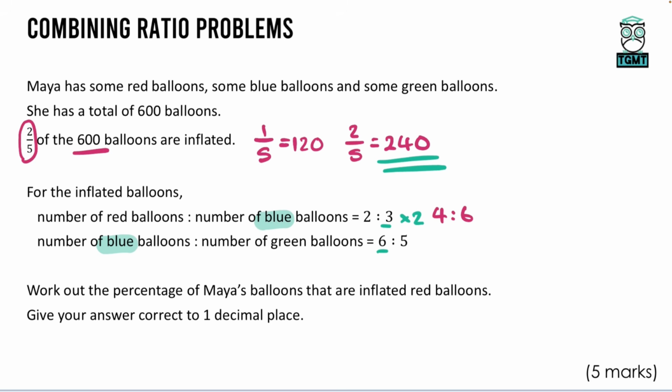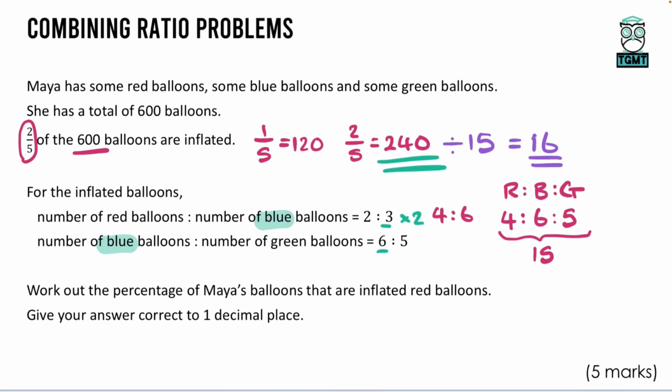So as a 3-part ratio, red, blue and green, we have 4 representing red, which we've just changed, 6 representing blue, which is now the same in both, and 5 representing green. So for these inflated balloons, we know that they are in the ratio 4, 6, 5, which is a total of 15. So we can find out how many of each colour there are. So like we would do with any normal ratio, we'll divide the total by the amount of parts. So 240 divided by 15, just doing that on my calculator, which is 16 per part.